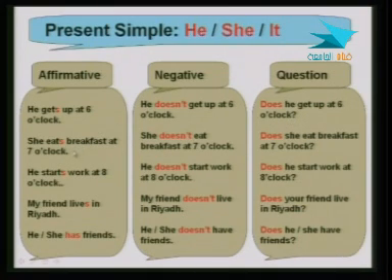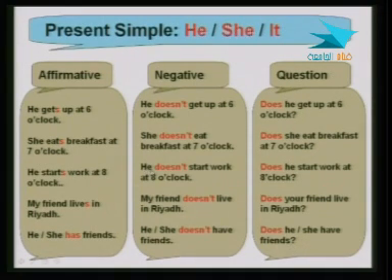Sentence number 2. She eats breakfast at 7 o'clock. She doesn't eat breakfast at 7 o'clock. Does she eat breakfast at 7 o'clock? He starts work at 8 o'clock. He doesn't start work at 8 o'clock. Does he start work at 8 o'clock? My friend lives in Riyadh. My friend doesn't live in Riyadh. Does your friend live in Riyadh? He or she has friends. He or she doesn't have friends. Does he or she have friends?